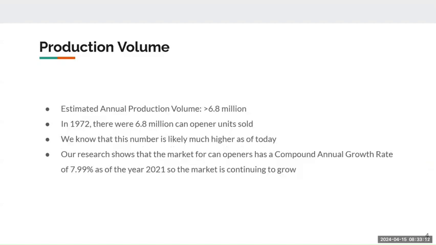So in 1972, there was estimated to be 6.8 million can opener units sold, and we know that number is likely much higher as of today. Our research shows that the market for can openers has a compound annual growth rate of 7.99% as of the year 2021, so the market is continuing to grow.